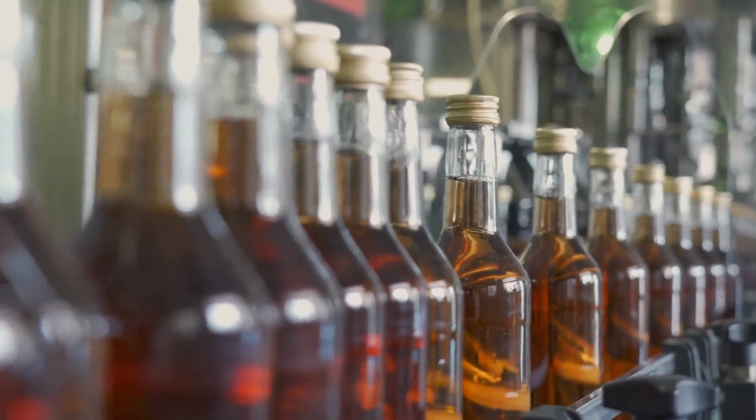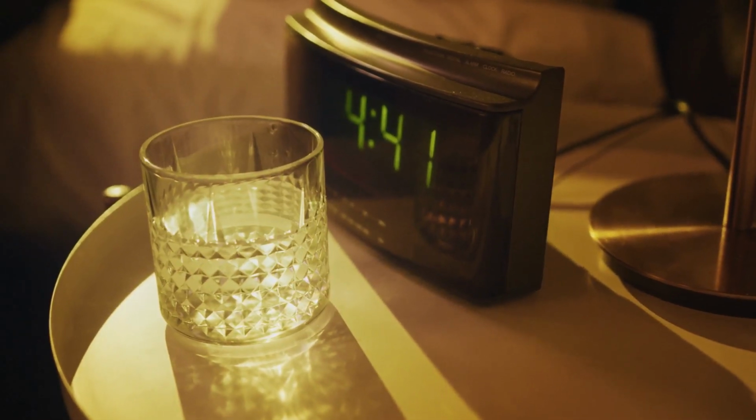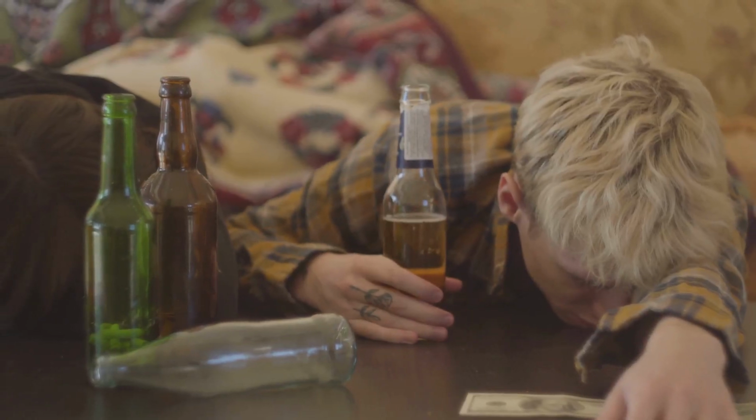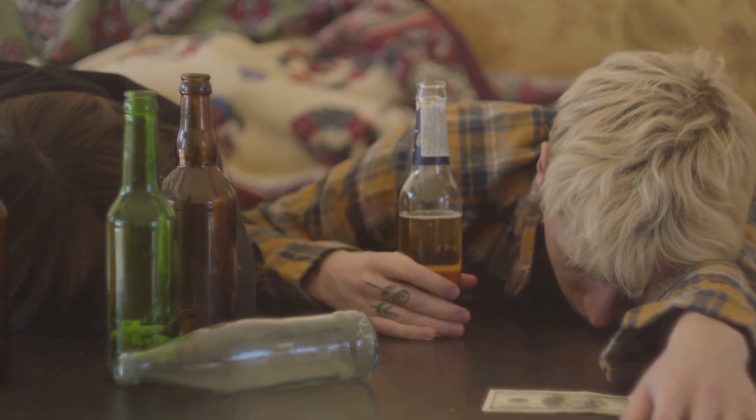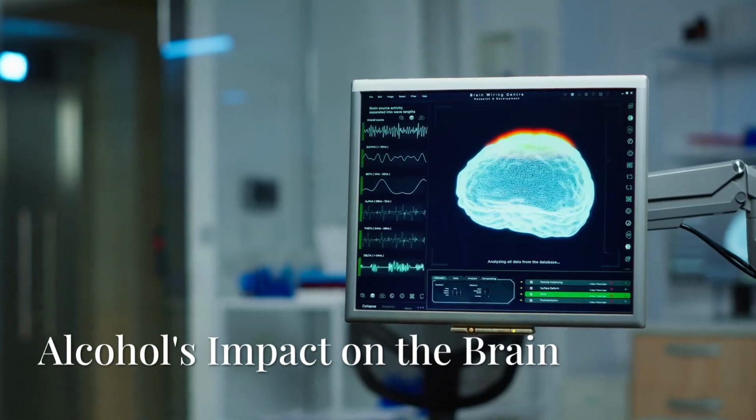The liver's efficiency in metabolizing alcohol is limited, processing roughly 1 standard drink per hour. Consuming alcohol faster than the liver can metabolize it leads to intoxication as alcohol builds up in the bloodstream.